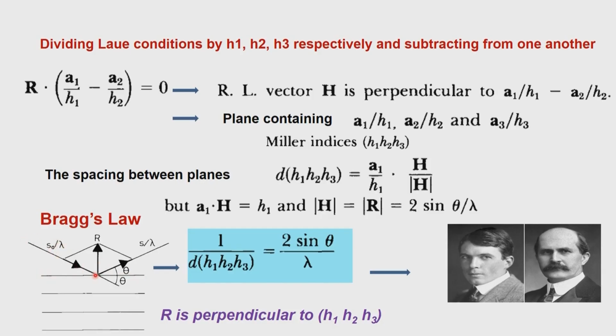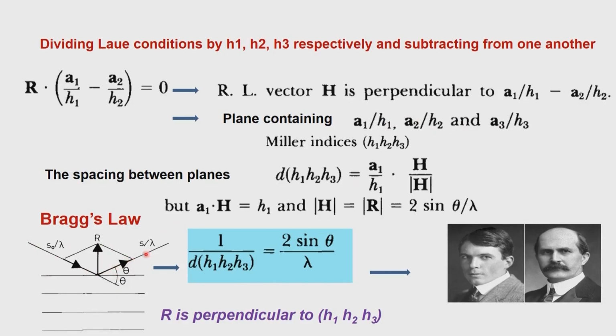S naught by lambda comes here, and then it is scattered. You remember we wrote the angle 2 theta for the S naught by lambda to S by lambda direction. So, this angle is 2 theta, but since this plane is perpendicular to this vector R, you see that these 2 are divided into theta and theta. And therefore, we get the vector R to be perpendicular to the plane containing A1 by H1, A2 by H2, A3 by H3, and that is this particular plane.